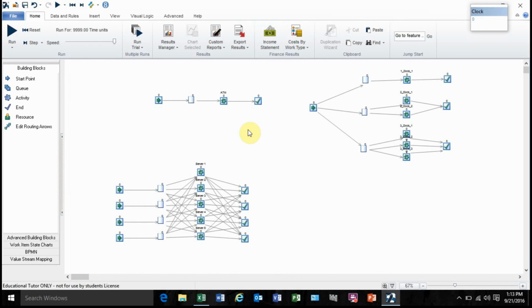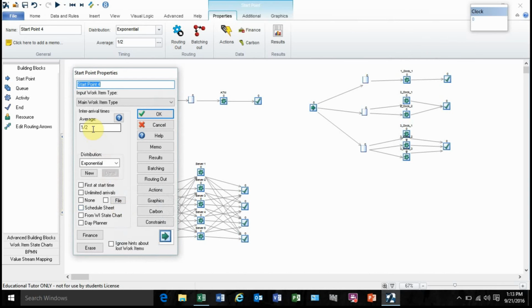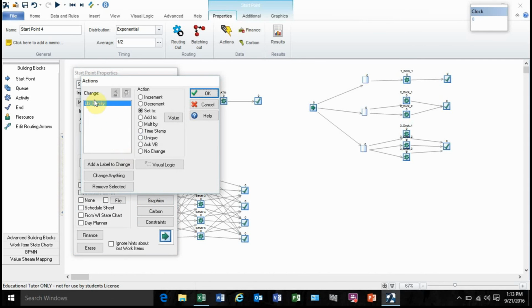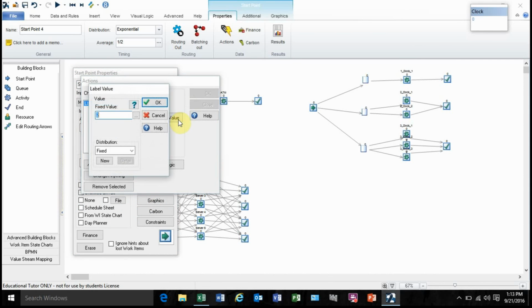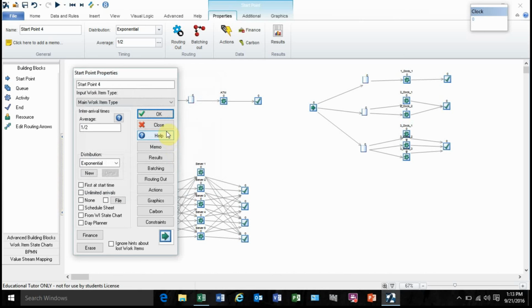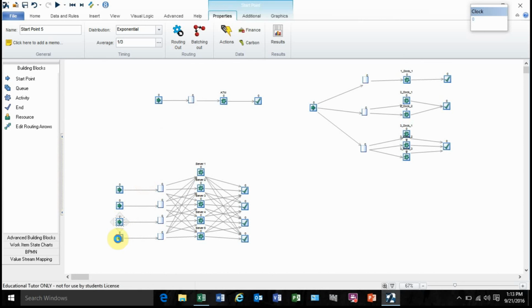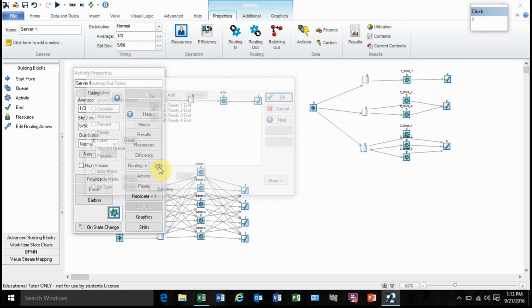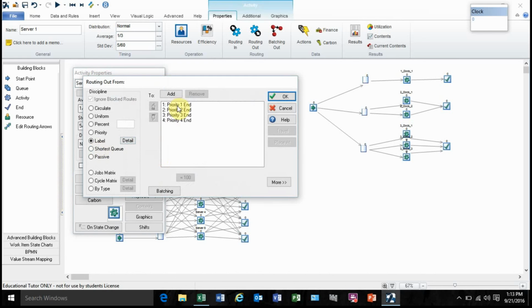And then the last one was a priority routing. We have 3 different types of priorities. So for each of these, I'll just pick this one. We have the time between arrivals, but I've also got to have a label that I called label priority. And so this second one I set to 2. This one is set to 3. This one's set to 4. This one's set to 1. They hit each of these servers, and then when I route out on these servers, I route out based on label. If the label is 1, it goes there, 2 there, 3 there, 4 there.